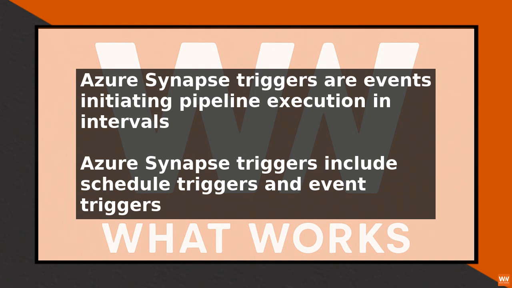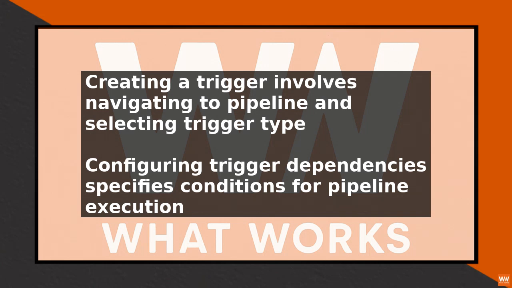Step 3. Configuring trigger dependencies. Trigger dependencies allow you to specify the conditions under which a pipeline should run. For example, you can specify that a pipeline should only run if a specific dataset is available. To configure trigger dependencies, navigate to the Trigger Dependencies tab and specify the dataset and condition.